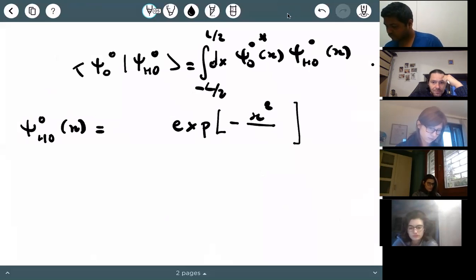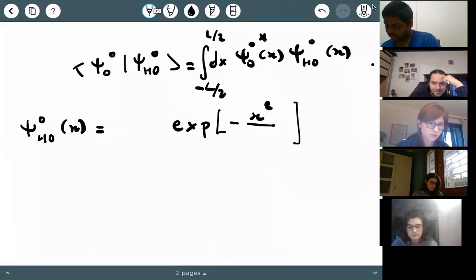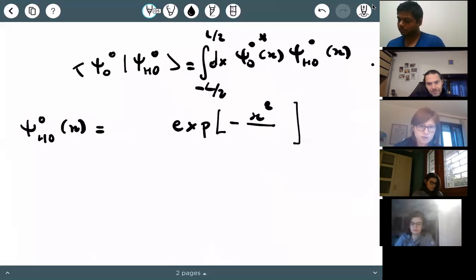Can anybody help me? I can search it in Wikipedia, but I was thinking you would have this information. So, quantum harmonic oscillator.